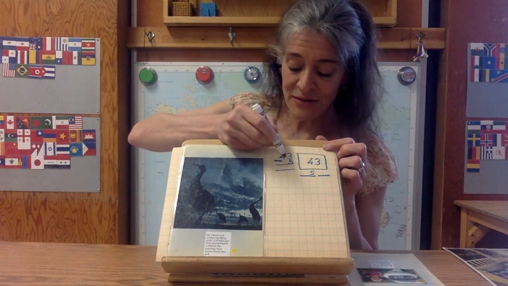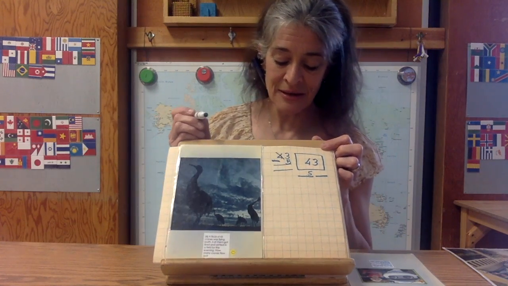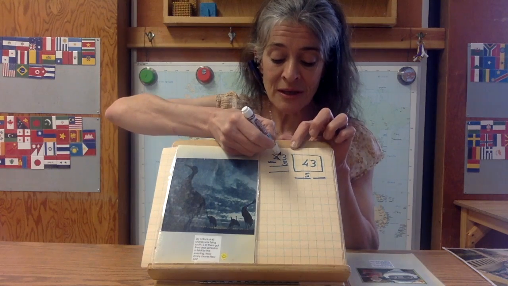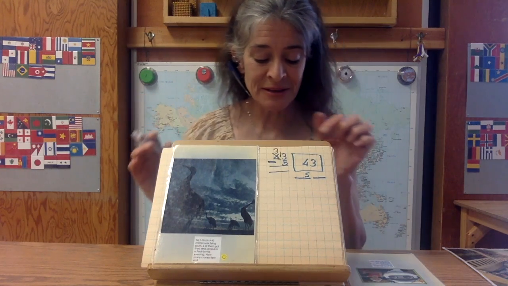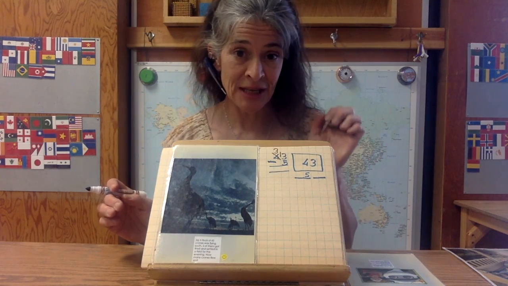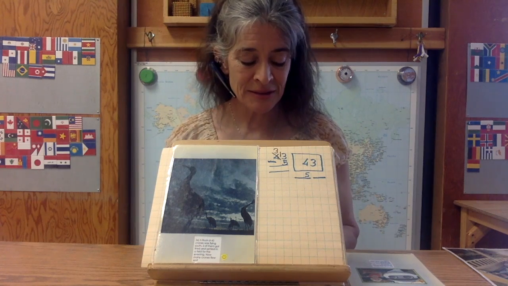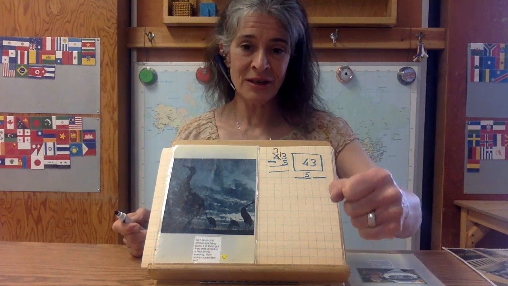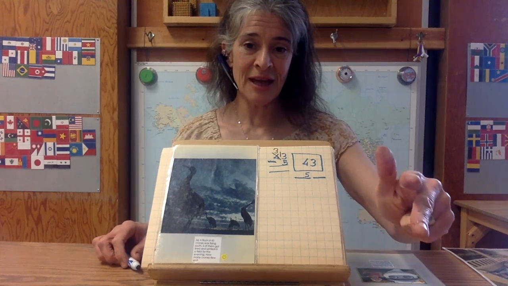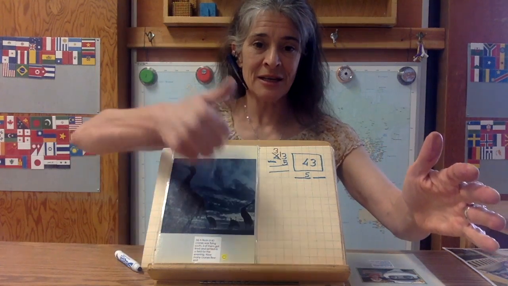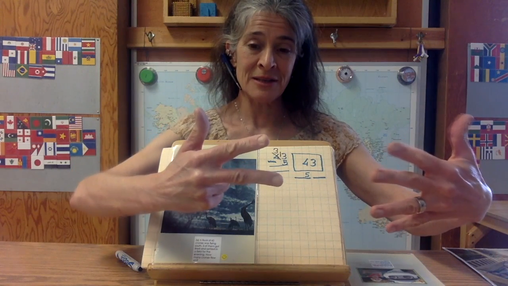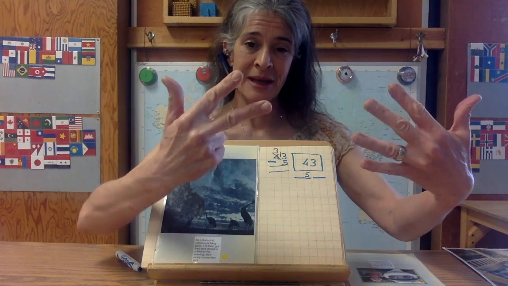So you're going to cross out the 4 tens and leave 3 and steal one of them. Put it there, and now you have 13. 13 take away 5. 5, 6, 7, 8, 9, 10, 11, 12, 13. And the difference is 8.